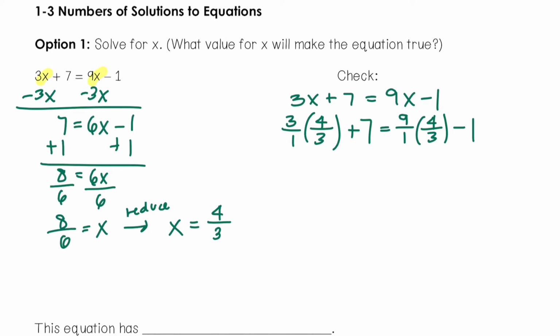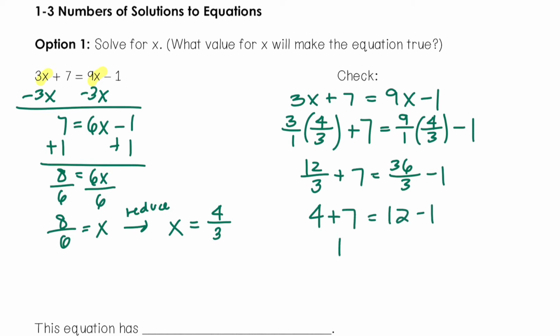So I get 3 times 4 is 12, 1 times 3 is 3, so I have 12 over 3, plus 7, 9 times 4 is 36, 1 times 3 is 3, minus 1. Then from there, 12 divided by 3 simplifies to 4, and 36 divided by 3 simplifies to 12. Simplifying the left side, I get 11. Simplifying the right side, I get 11. So I know that my answer, x equals 4/3, is correct.